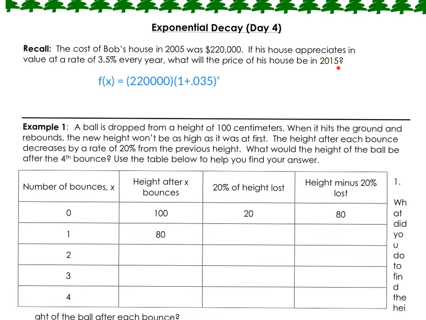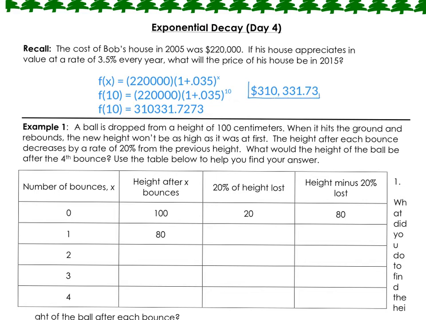From 2005 to 2015, that's 10 years later, so that's going to go in for my x. And when we do that, we get 310,331.7273, which we then have to put as a real life answer. So my final answer is $310,331.73. So those were exponential growths. They were going up. Something was happening to make them increase. Well, now let's look at a new example.